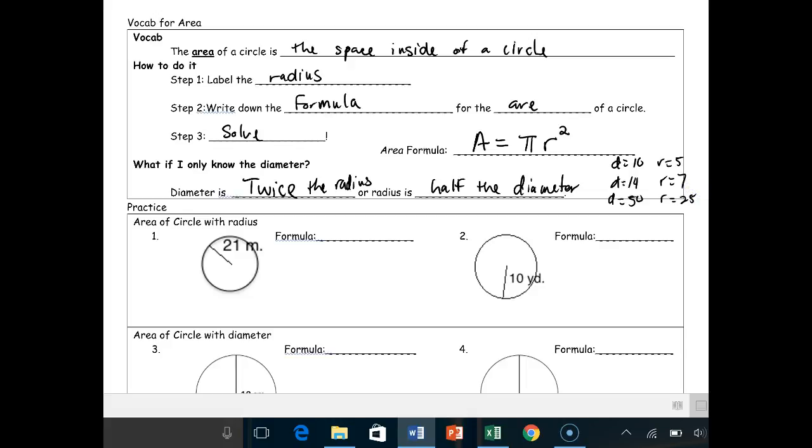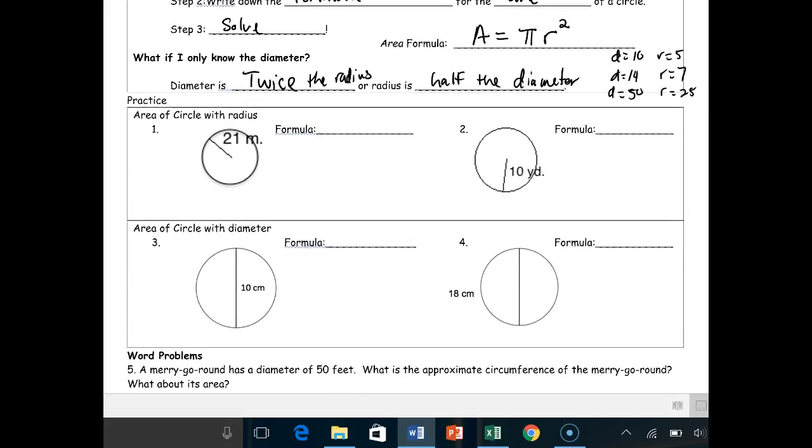All right. So let's do some practice. If I have an area of a circle with a radius of 21, we always write down the formula. My area is going to be equal to pi r squared. I have a radius, so I'm good to go: pi times 21 squared. And so area is equal to pi times 21 times itself, right? Pi times 21 times itself is 441. This is not 21 times 2, it's 21 times 21.